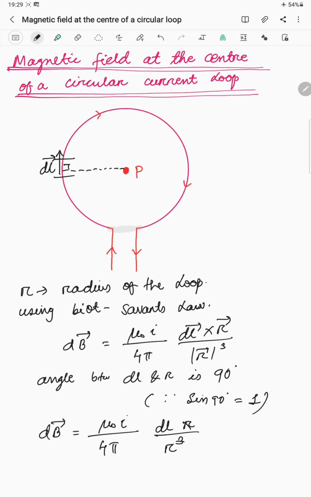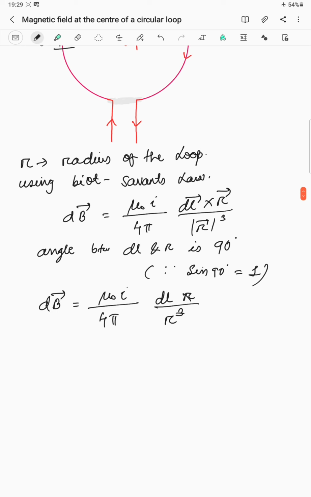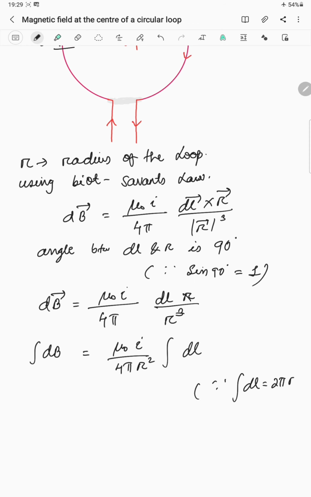Now this dB is the magnetic field at point P due to a small current element dl. But if I want to find the total magnetic field due to the total current in the loop, what do I have to do? I have to integrate it. So integral of dB will be equal to mu naught I divided by 4 pi r square, and these are all constants, so I have taken them outside the integration of dl. Now integral of dl will be the circumference, 2 pi r.